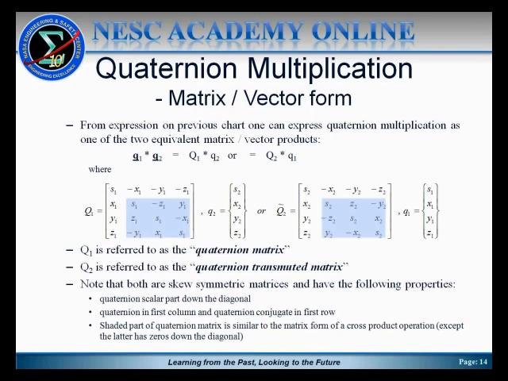The one on the right, again, is just a similar thing, but you're using the second quaternion, Q2, to populate the 4x4 matrix.